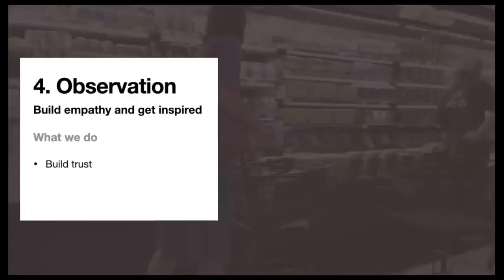Okay, so the next is observation. The objective for the observation is to build empathy and to get inspired by the variety of different people's perspective. What we usually do first is to build trust with the research participant. Then secondly, try to research in the context, such as at home, in front of their desk. Thirdly, see how they do things, but not just ask them questions.